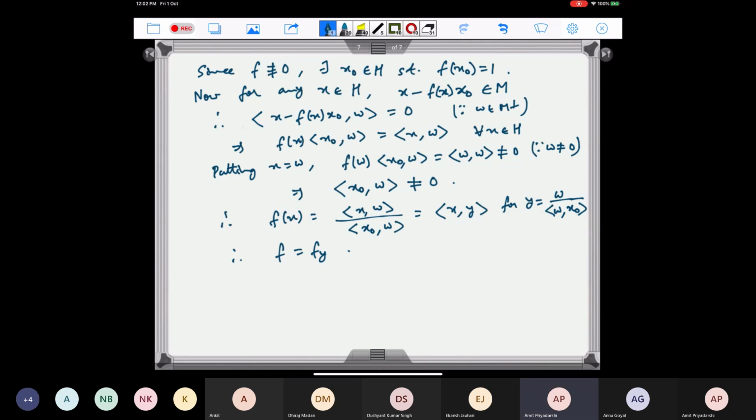Right. So what is this y also we know? y is equal to, I take any non-zero vector w in M perp, and divide it by the inner product of this w with x naught, where x naught is some vector such that f(x naught) is equal to 1, and this y does. And now the uniqueness is very easy.